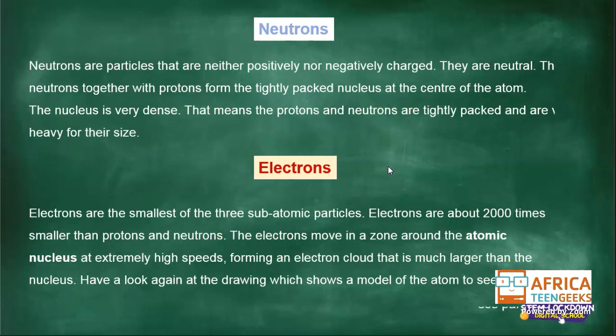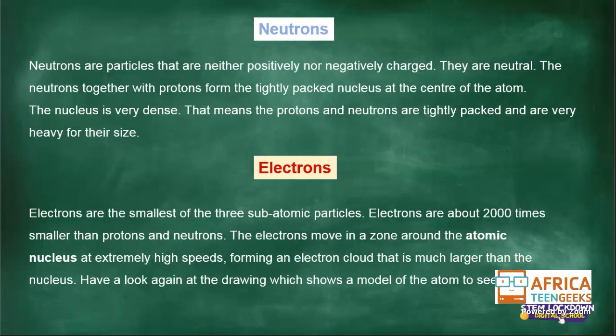So I'm going to explain neutrons and electrons to you. Now, neutrons are particles that are neither positively nor negatively charged, so we say that they are neutral. The neutrons together with the protons form a tightly packed nucleus at the center of the atom. Remember that I told you that it serves as a cushion for the protons. And the nucleus is very, very dense.